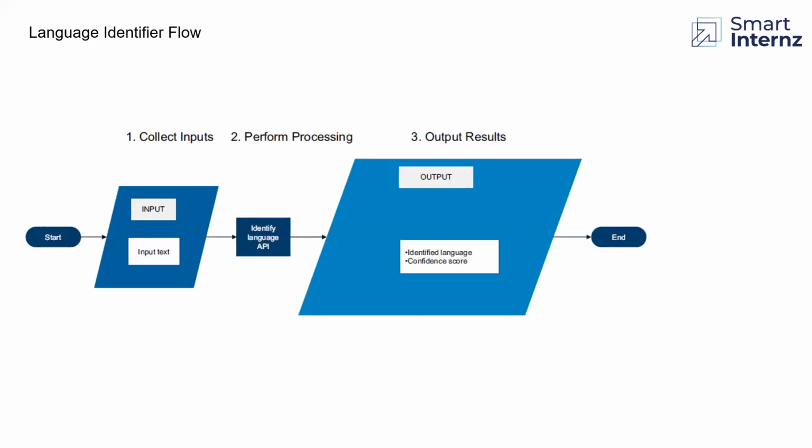In the language identifier flow, firstly it collects the input text, and then it identifies the language with the help of the language translator API, which means it recognizes whether it is English, Hindi, or any other language. After that, we get the desired output. So it identifies the language, and based on that, it provides the output. And this is how the language identifier works.